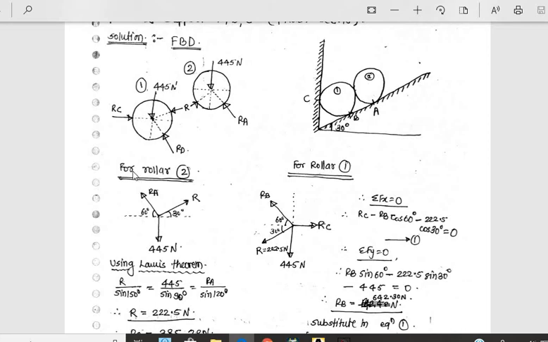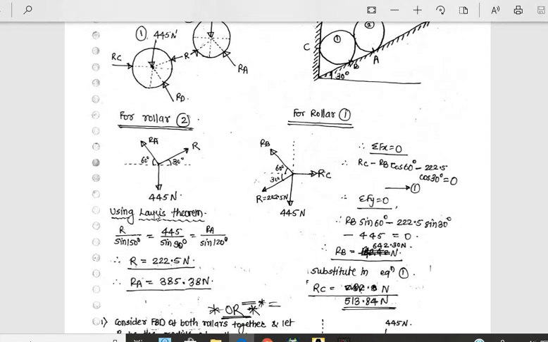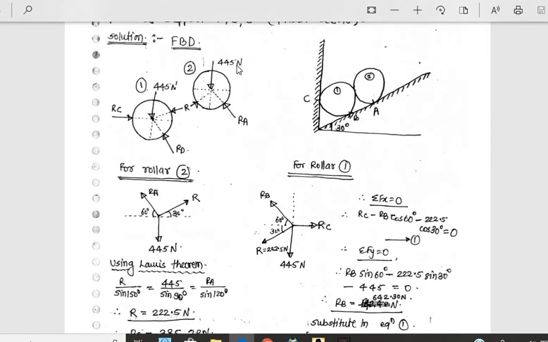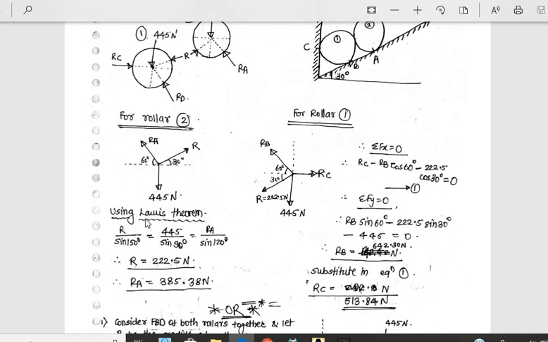So for roller 2, see the diagram of the second roller. Use the principle of transmissibility. This has been shown like this, and this has been like this. See this figure and apply Lami's theorem: R divided by sin 150, this is R's opposite angle, this is 90, this is 160, is equal to 445, this is the weight, its opposite angle is 90 degrees, and next is RA, whose opposite angle is 120, 90 plus 30. Therefore R is equal to 222.5 and RA is equal to 385.38.